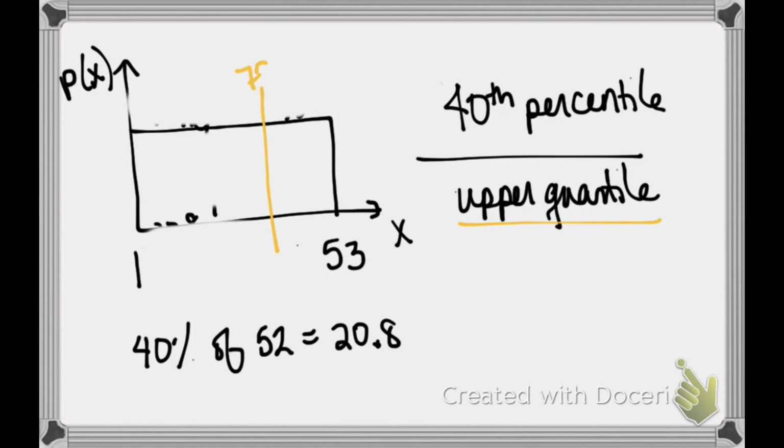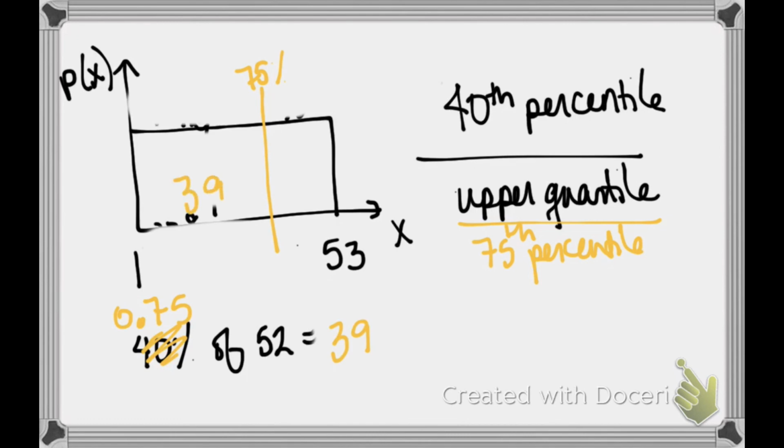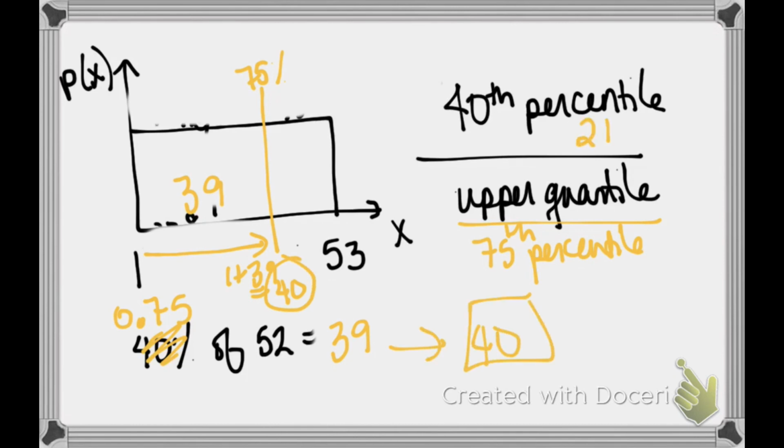That's the 75th percentile, and we want to see what number separates the first 75% from the last 25%. So we're going to do this pretty similarly to the 40th, and we want to do 0.75 of 52, or 75% of 52, and that gives me 39. So again, I want to do 1 plus 39, which gives me 40. So the upper quartile is 40 in this case, and the 40th percentile is 21.8.